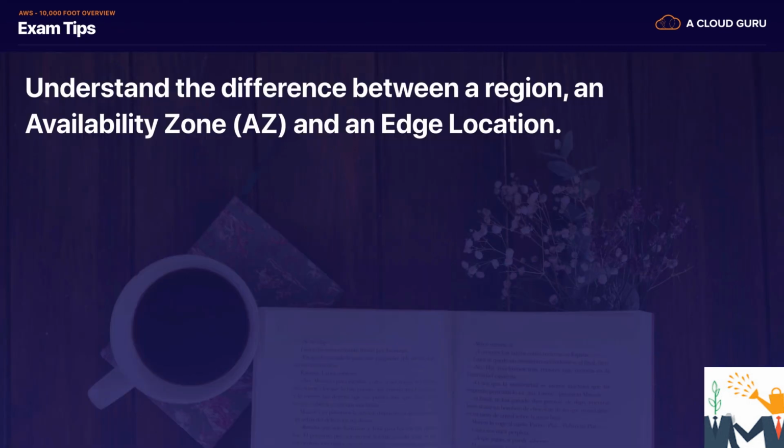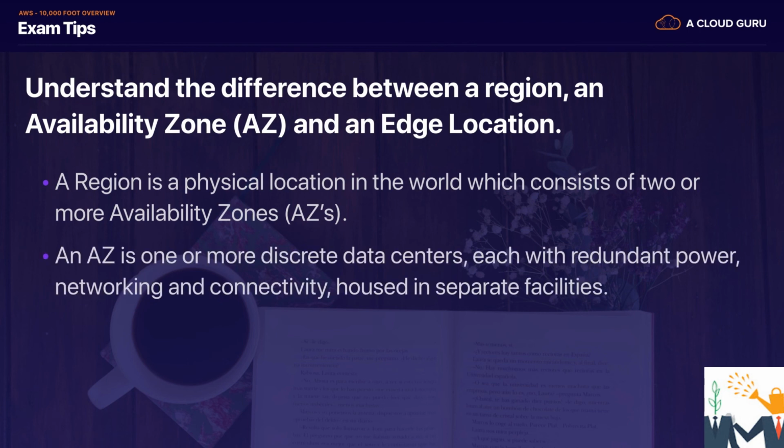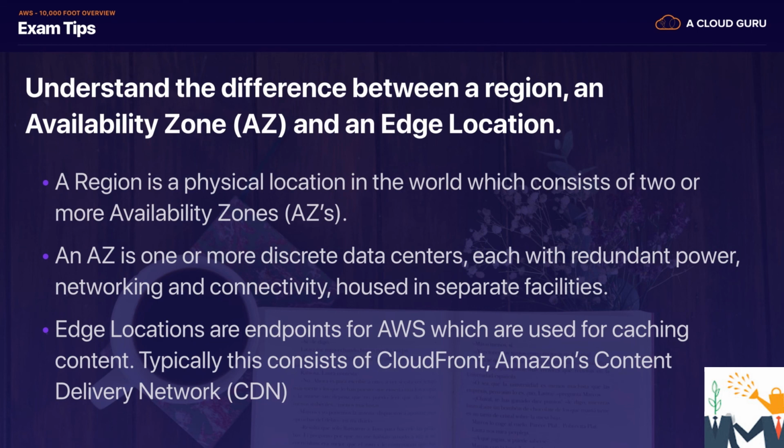So what are my exam tips? So you've learnt an awful lot already. Just understand the difference between a region, an availability zone, and an edge location. A region is a physical location in the world which combines two or more availability zones. And so you have a London region, you have a Sydney region, a Singapore region, etc. An availability zone is one or more discrete data centers, each with redundant power, networking, connectivity housed in separate facilities. And then an edge location is just an endpoint for AWS, which is used for caching content. Typically, this consists of CloudFront, which is Amazon's content delivery network, and we're going to learn about that in the storage section of the course.